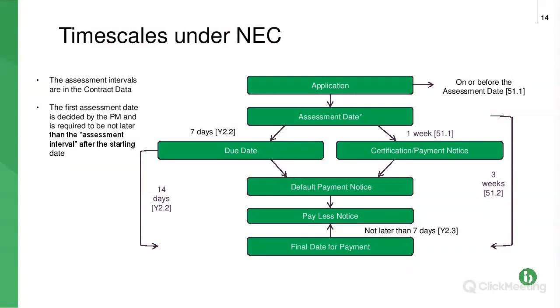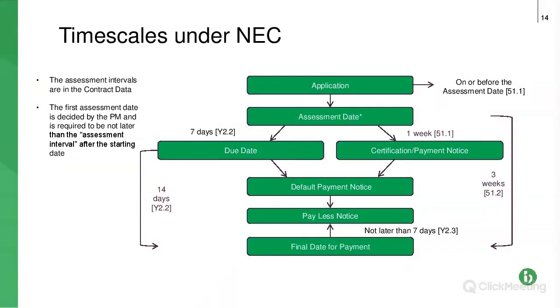But it's for the parties to negotiate and agree with them. So let's, for these purposes, let's say it's monthly. The second bullet point on the left-hand side. So what is the first assessment date? Well, the contract specifically states that that's decided by the project manager.